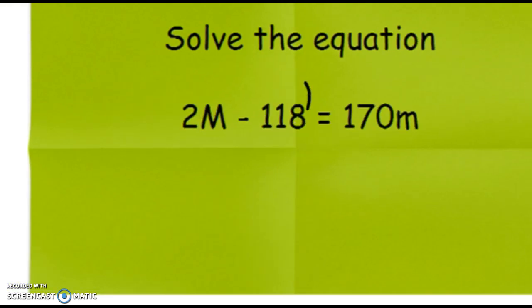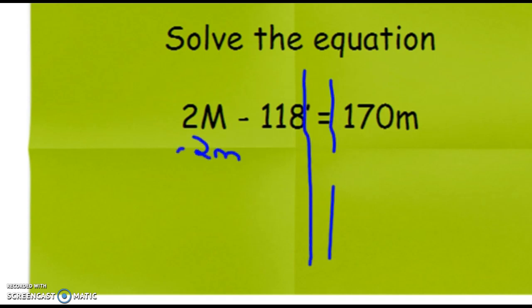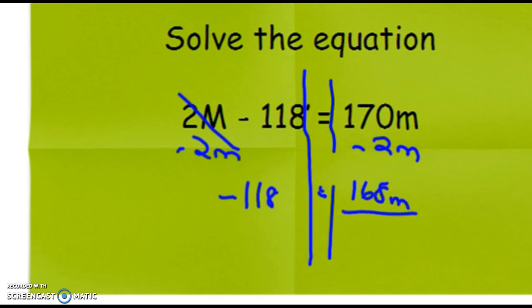All right, next one, same deal, train tracks. For this one, I'm going to move my variable first. So I'm going to subtract 2m from both sides. So now I'm left with negative 118 is equal to, let's see, that's 168m. Then I'm going to divide each side by 168.